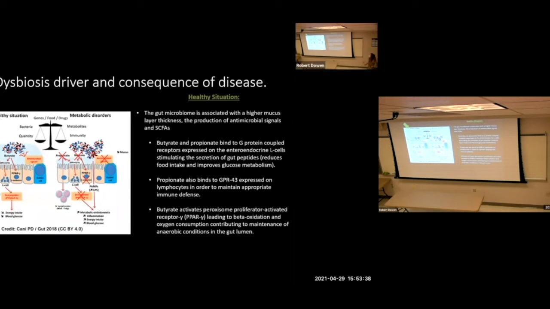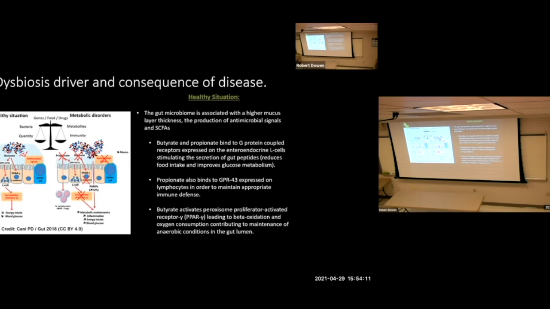So to reiterate, when we have a healthy situation, you have a larger mucosal layer around the epithelial cells, and you have production of antimicrobial signals that are keeping out pathogenic bacteria, keeping them from overproliferating. And you have the production of short chain fatty acids, and systemically you have lower energy intake, and then you have a low blood glucose level.